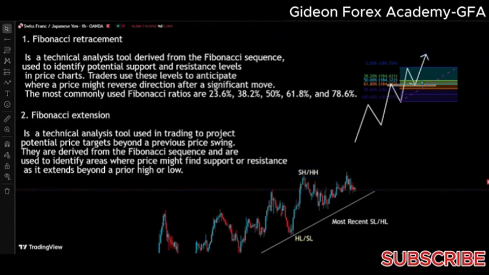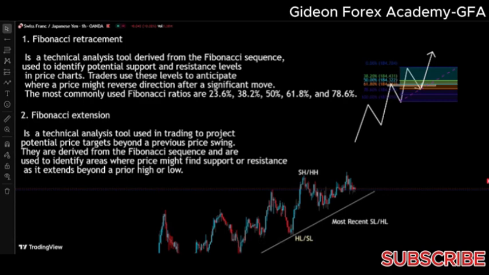So price can also drop to 78.6% thereabout, okay? 78.6% before actually resuming the uptrend. So as you wait, the Fibonacci retracement tool helps you to determine where you can actually buy, all right, or sell. I'm going to give another example on the sell.